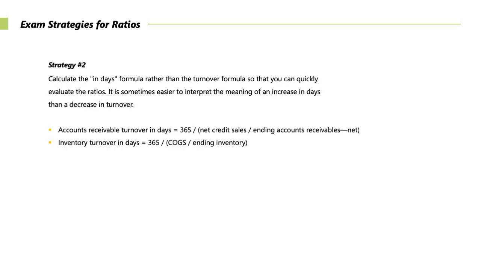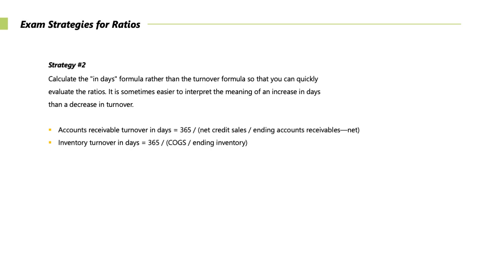Let's take a look at calculating the in-days formula rather than the turnover formula for certain items. Remember, what they'll do a lot of times is say, what is the accounts receivable turnover ratio? And all of a sudden, I'll come up with the answer 12. And you're like, what does that mean? That means it turns over once every 30 days. The average collection is 30 days because 360 days divided by 12 means 30 days.